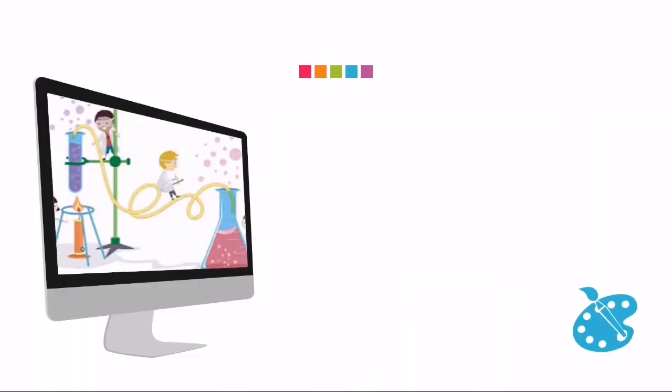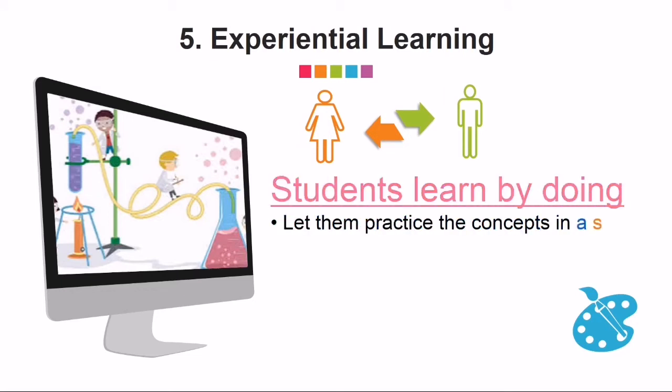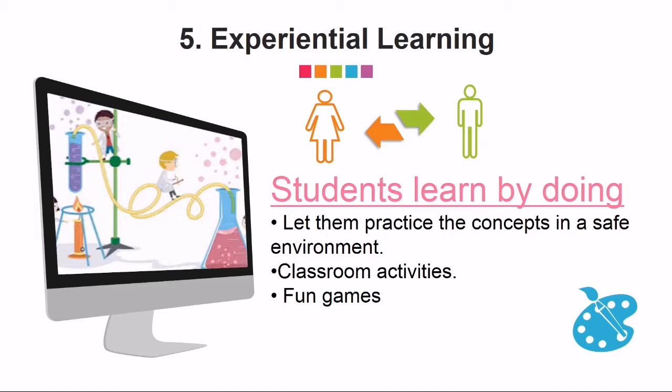Number 5. Experiential learning. Students learn by doing, so create experiences for them to see concepts in action. Let them practice the concepts in a safe environment. Then, they should reflect on the experience and discuss what they learned from it. Classroom activities that you could do for experiential learning include fun games, experiments, or simulations.